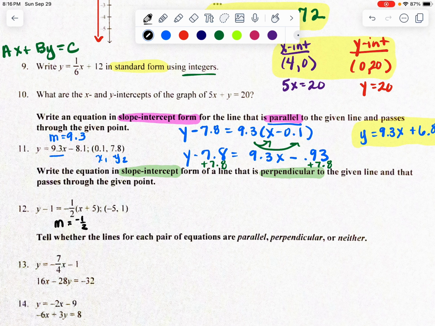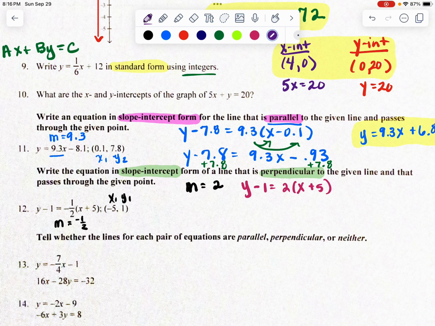Remember, perpendicular slopes are opposite reciprocals. So the slope that I want to use will be a positive 2/1 or a positive 2. And then, of course, my point is negative 5 and 1. Now, just like last time, I'm going to put that in point slope form and make it look as pretty as I can. So y minus 1 equals 2 times x plus 5, because minus a negative.